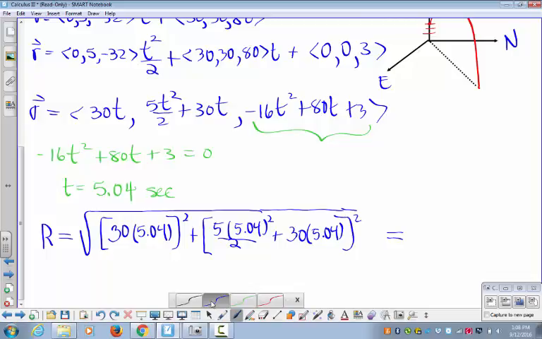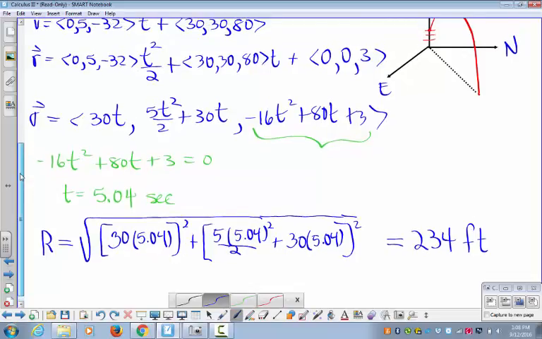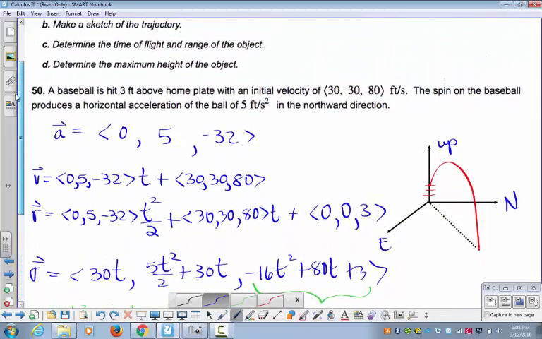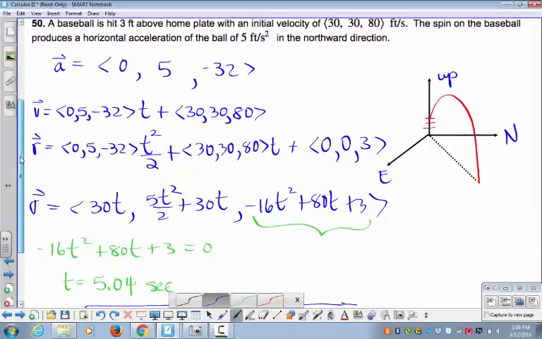Do we know what that is? I believe we're going to get, somebody can type it in, tell us when you get there. I think it's like 260 something feet. So some big number of feet. 234. Thank you. If we typed all that in correctly. So that's the range of the object, and then max height.